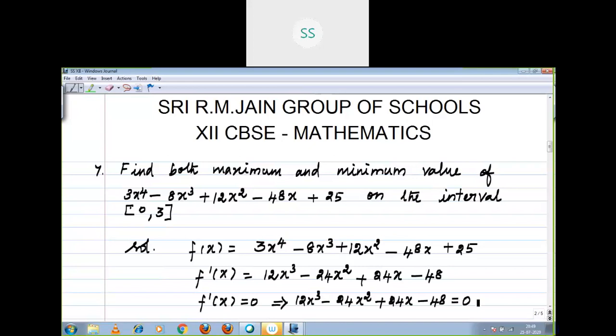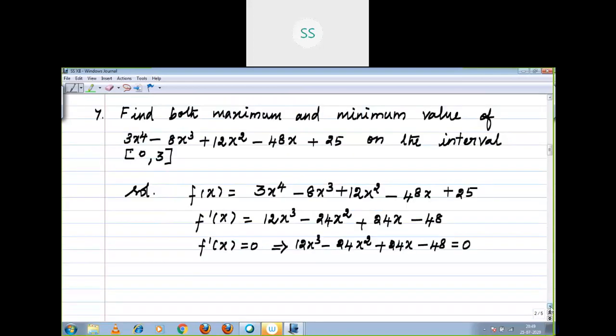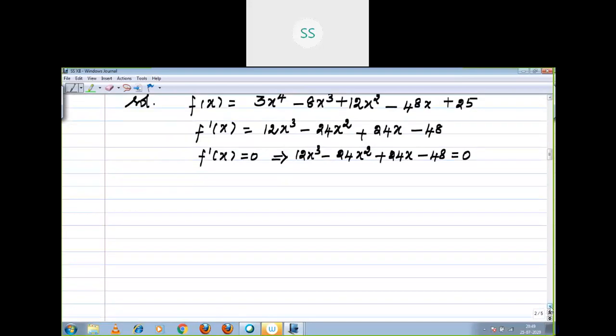Here everything is a multiple of 12, so you have to take 12 as common. Now, 12(x³ - 2x² + 2x - 4) = 0. Right? Now, see here, 12x². Sorry, children.